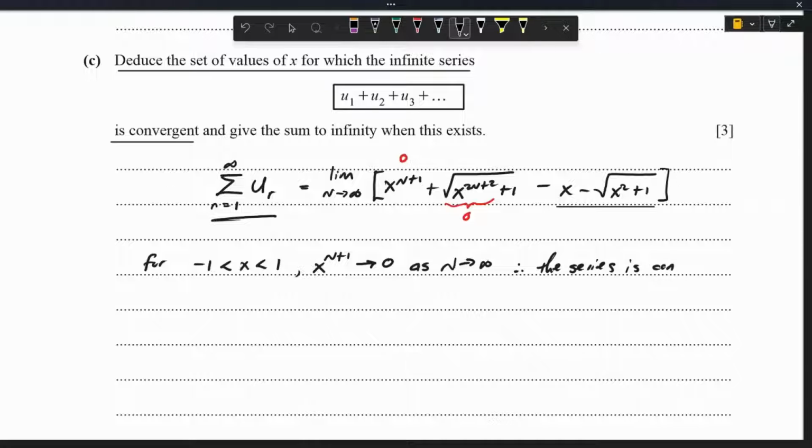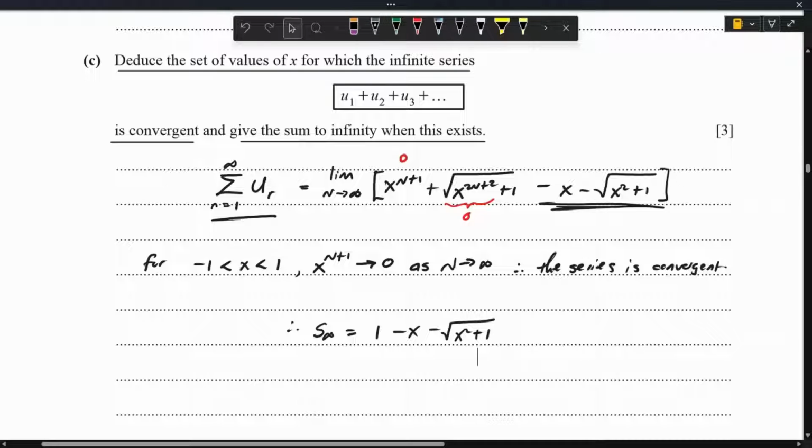becomes convergent. And since the question says we should give the sum to infinity when this exists, it means that the sum to infinity will be equal to the limit that we get here, which is, here we get a 1, so 1 and this whole thing minus x minus the square root of x squared plus 1. So that's the answer to this particular question. Let's move on to the next one.